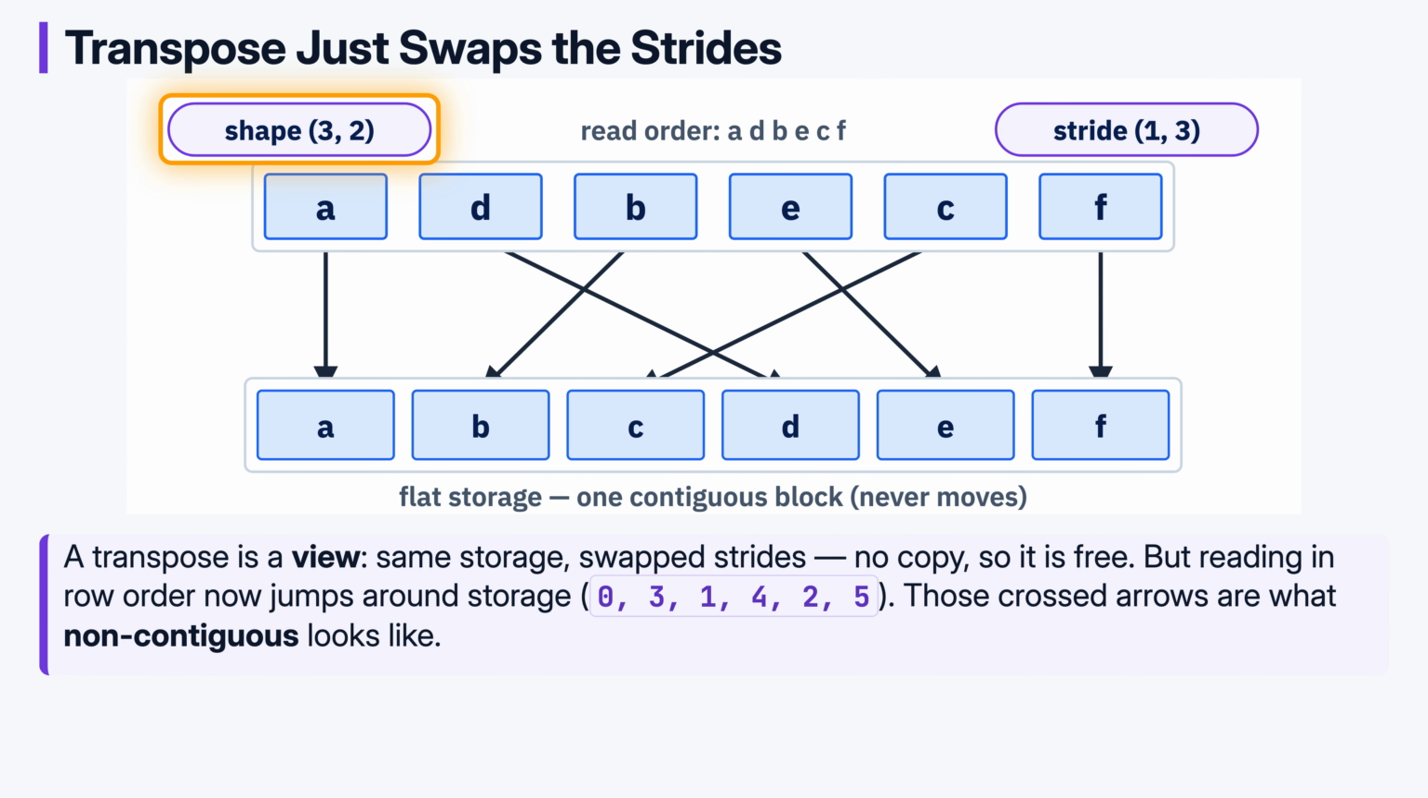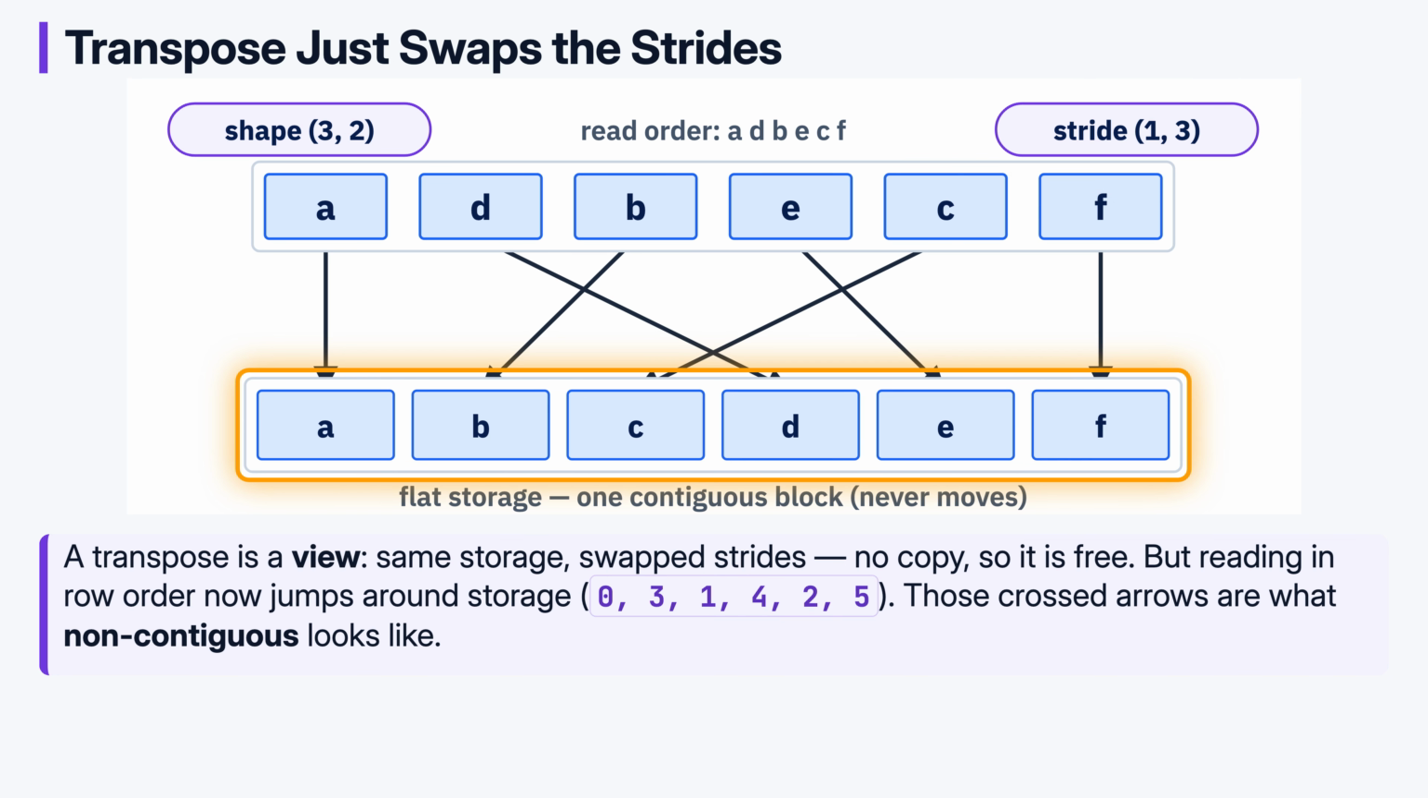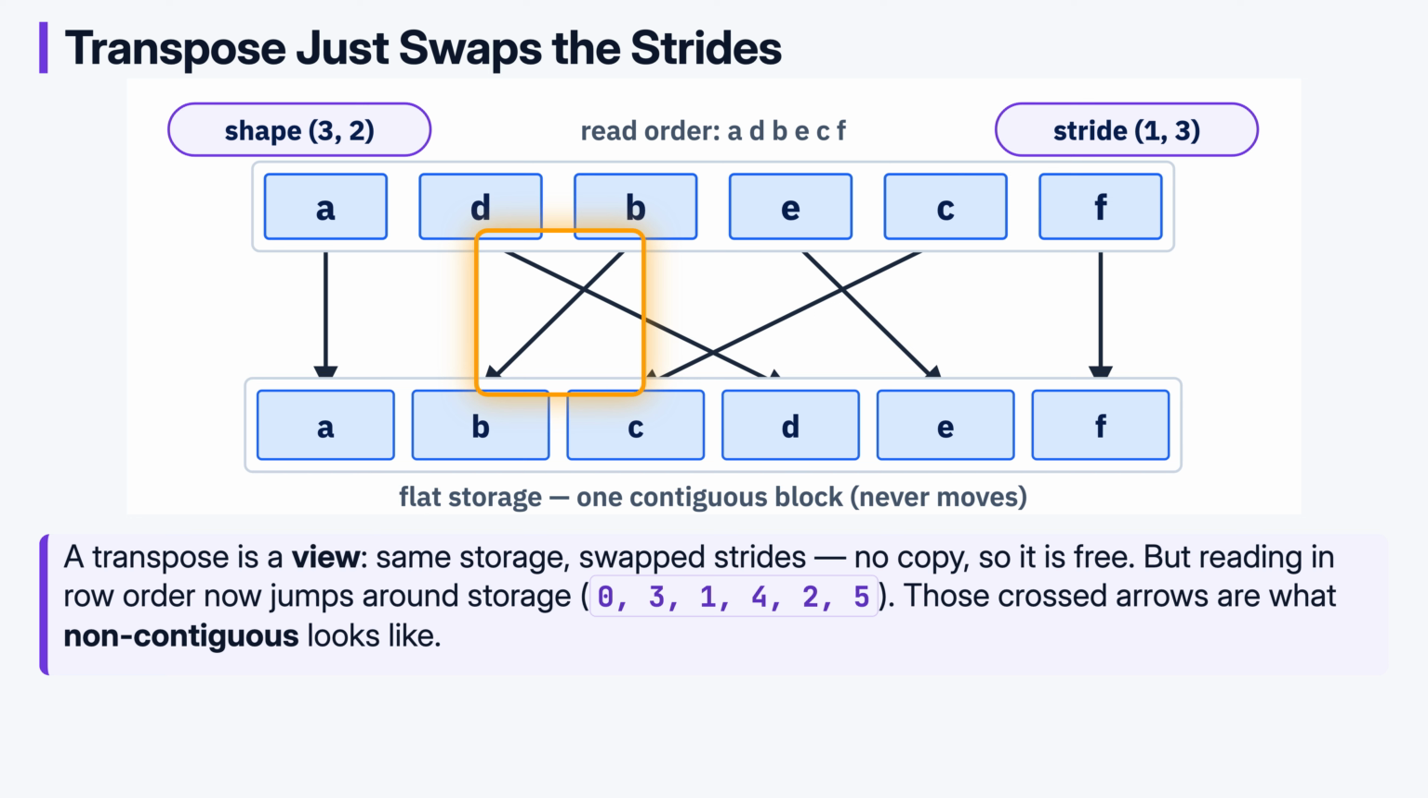Now transpose it. The grid relabels to shape 3, 2. The stride becomes 1, 3. The two entries simply swapped. But the flat storage has not moved at all. Now the arrows cross each other. Reading in row order jumps around memory. The reading order is now 0, 3, 1, 4, 2, 5.